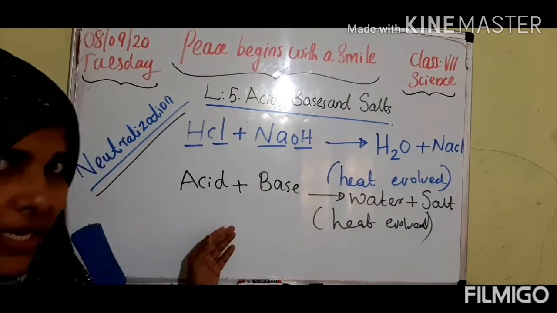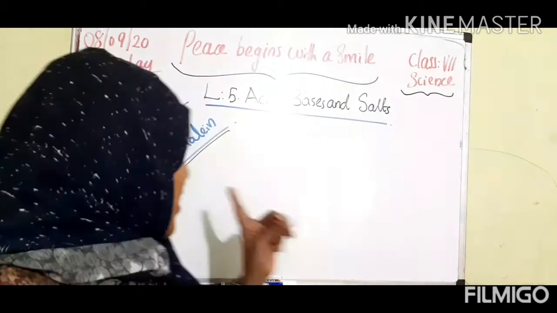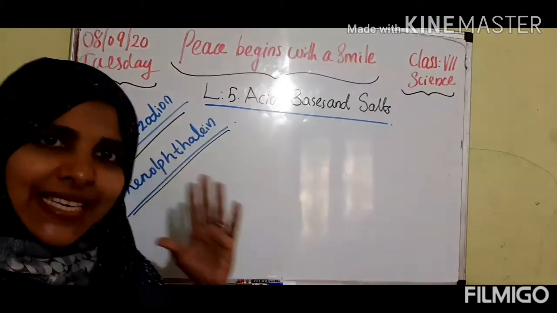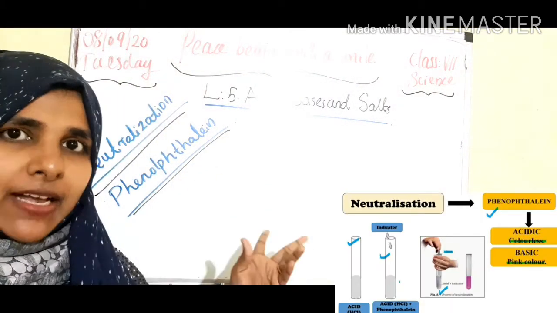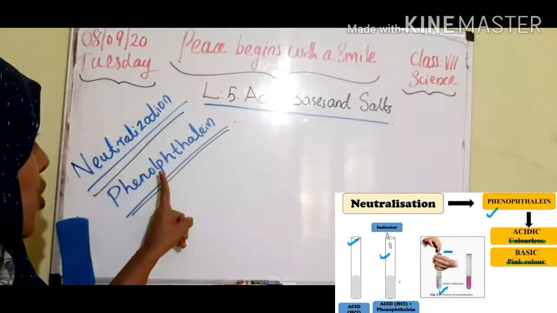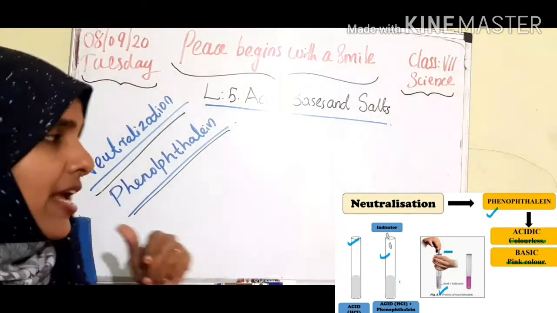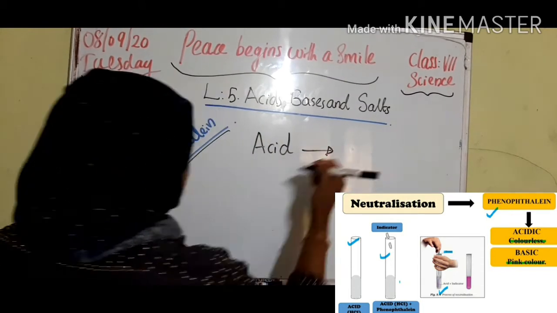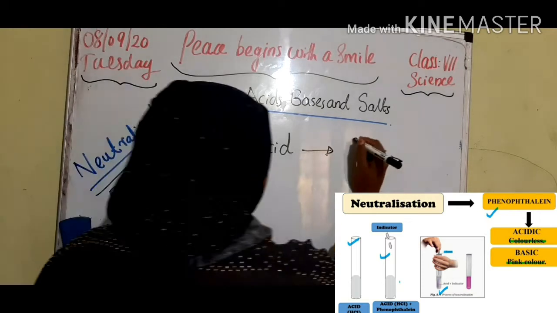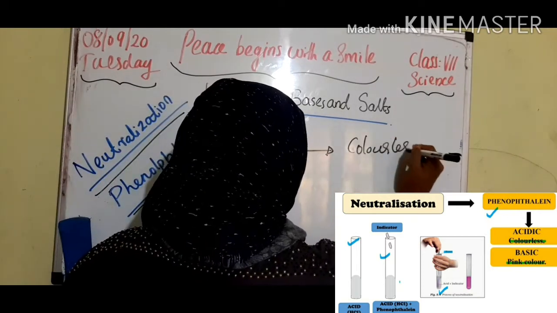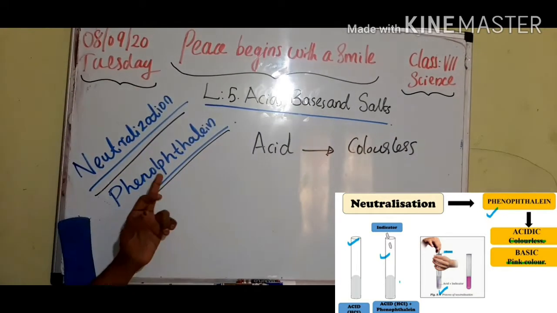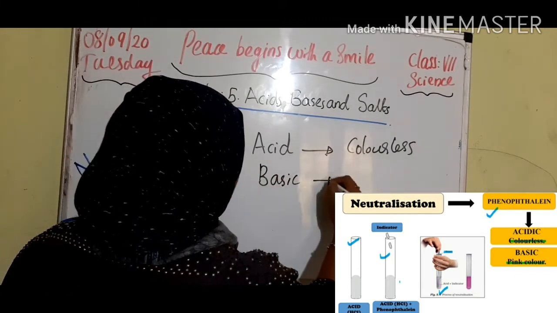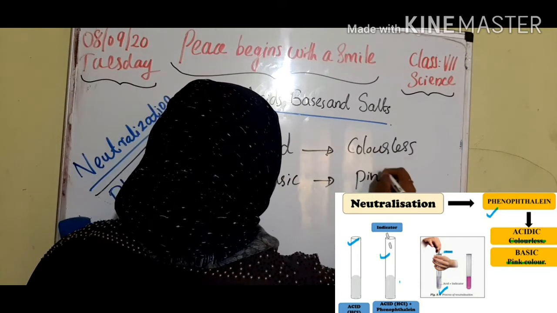Neutralization is very important. So, do you know, children, phenolphthalein is a type of indicator. We know what an indicator is. We already learned some examples of indicators also. When we are adding phenolphthalein in acidic solution, that solution becomes colorless. But when we are adding this indicator, phenolphthalein, into basic solution, that solution will become pink color.